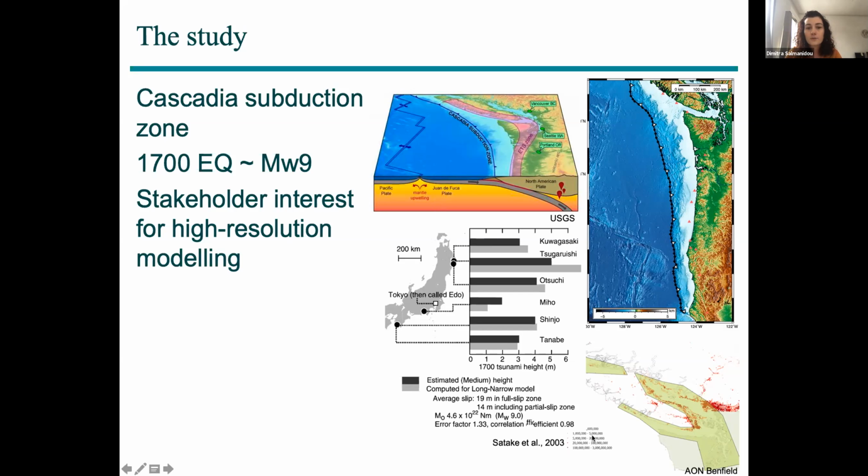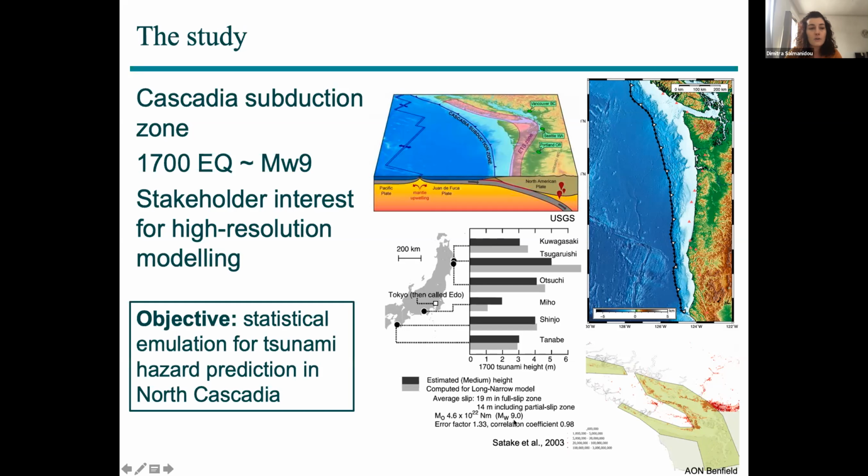So after a few centuries, the stakeholder interest in the area has increased because there is a large exposure due to the urbanization, and especially in the city of Vancouver and also in the city of Victoria in British Columbia and Canada. So the objective of this study was to build statistical surrogates for tsunami hazard prediction in North Cascadia.